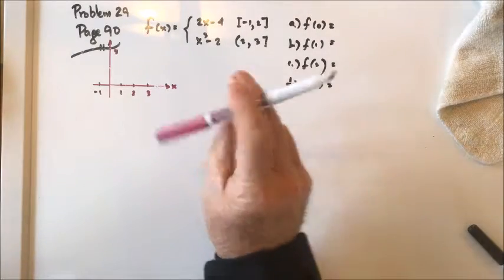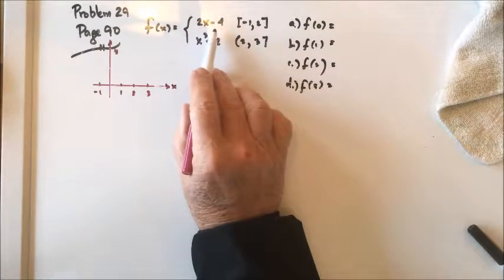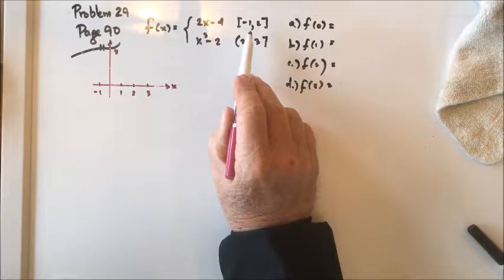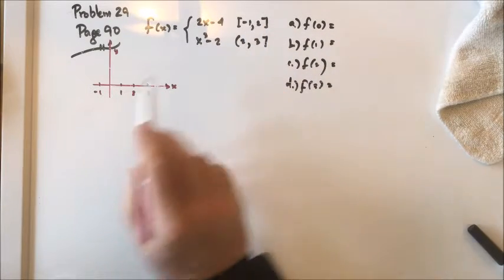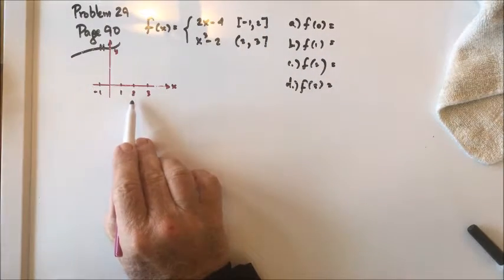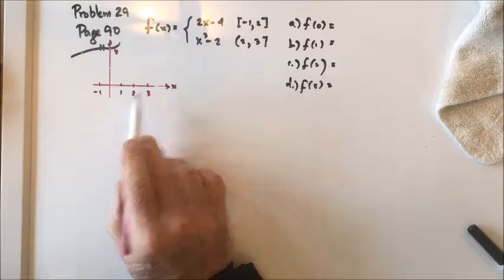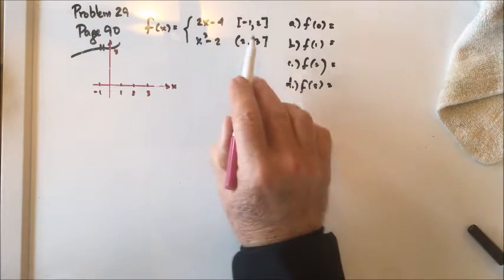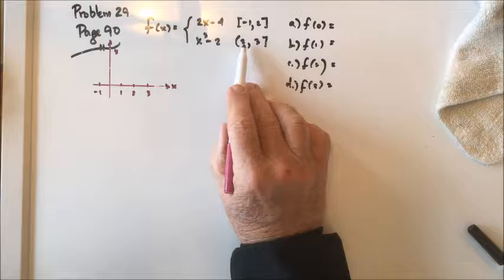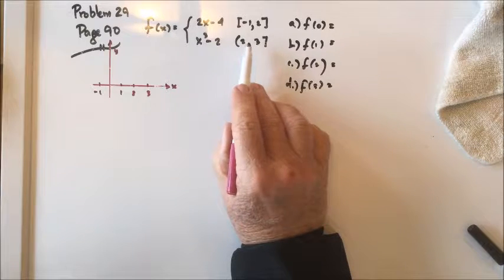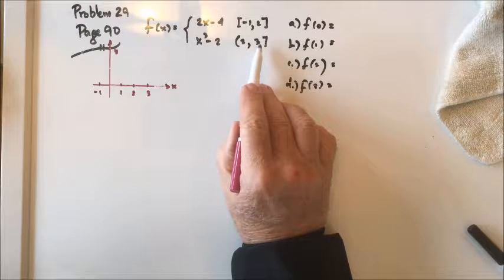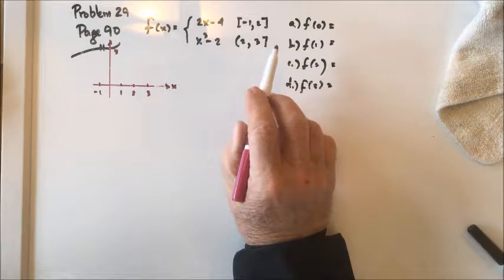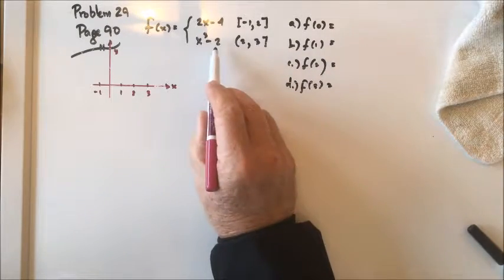Here's f of x, and you can see it's got one form. It's linear, in fact, over the closed interval -1 to 2. So from here to here, the graph of this function is a line. And then over the interval 2 to 3, where 2 is open and 3 is closed, it's a cubic.